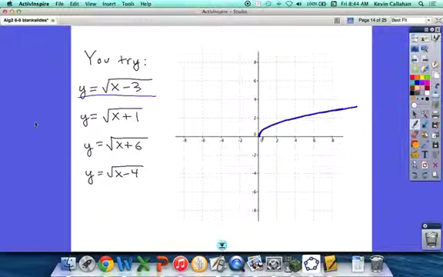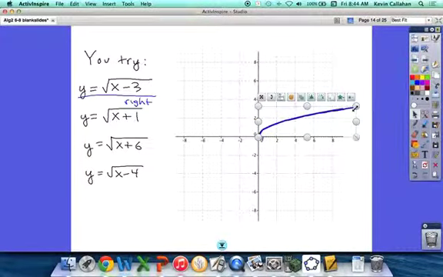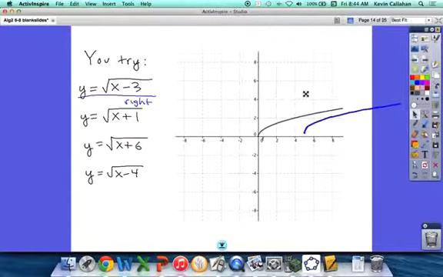So what kind of shift is that first one? Right. Okay. So let's grab that. There we go. And go right 3. I can't see. 3. About right there.